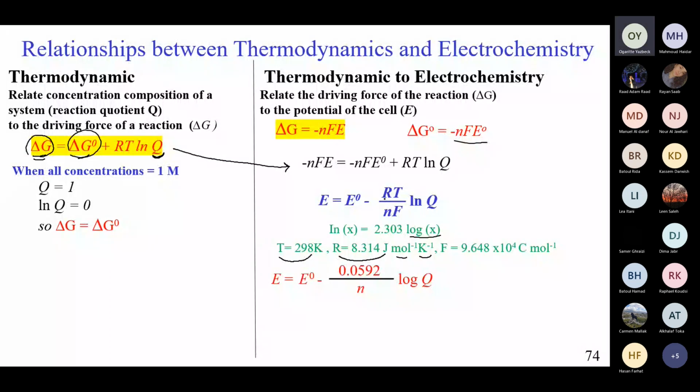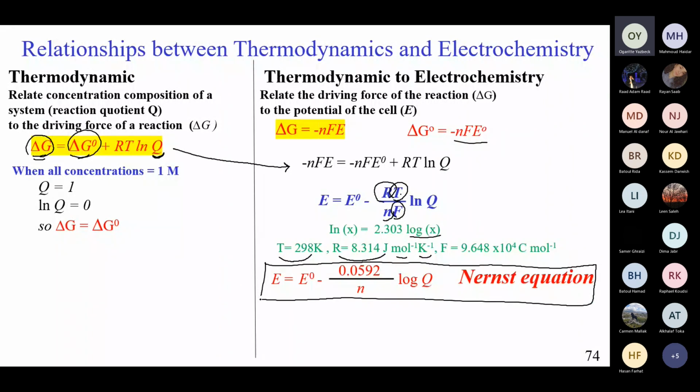Then if I substitute these numbers in, because these do not change at constant temperature, the n changes, the F does not change. So this times that becomes 0.0592 divided by n, log of Q, and Q is the composition of the reaction, products over reactants, like the K. And I want you to forget everything I said before, and just memorize this equation. This equation is called the Nernst equation.